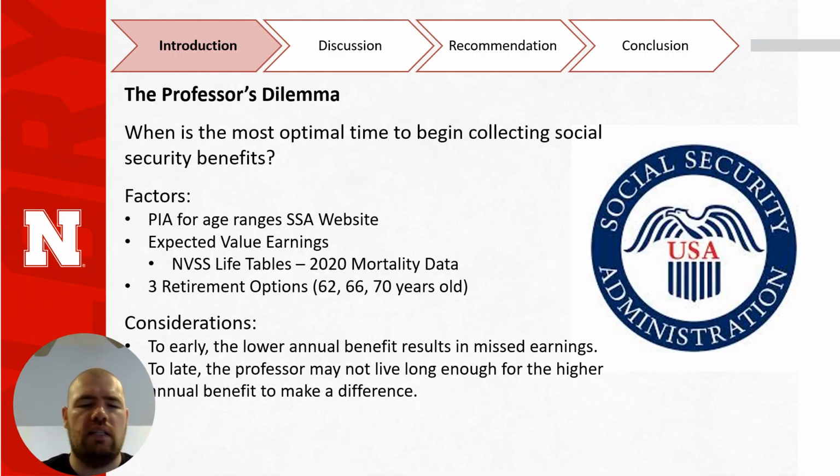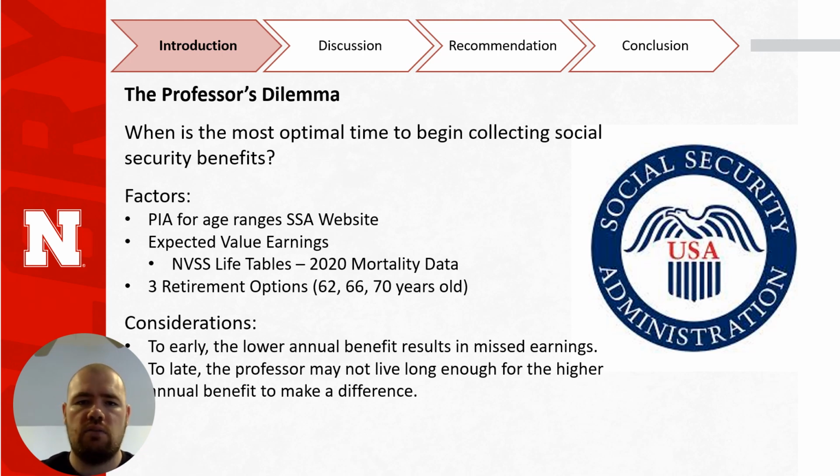So Case 3 is framed around the dilemma of a professor who is considering at which age she can retire and be the most optimal economically. The factors going into this decision are the PIA, which is the annual benefit from the Social Security Administration. The second factor is the expected value of these earnings, and these are based upon the life expectancy table.